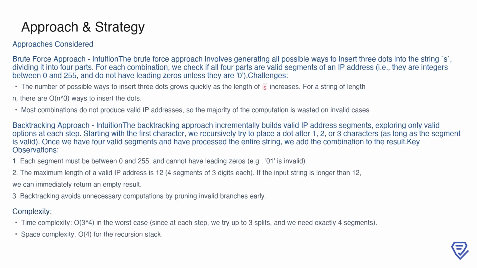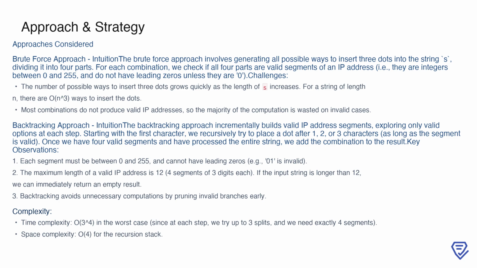Now, let's look at a more refined solution, the backtracking approach. Here, we construct valid IP addresses incrementally. Starting from the first character, we try placing a dot after 1, 2, or 3 characters, ensuring that the resulting segment is valid. This process is repeated recursively until we form 4 valid segments and process the entire string. Valid combinations are then added to the result.